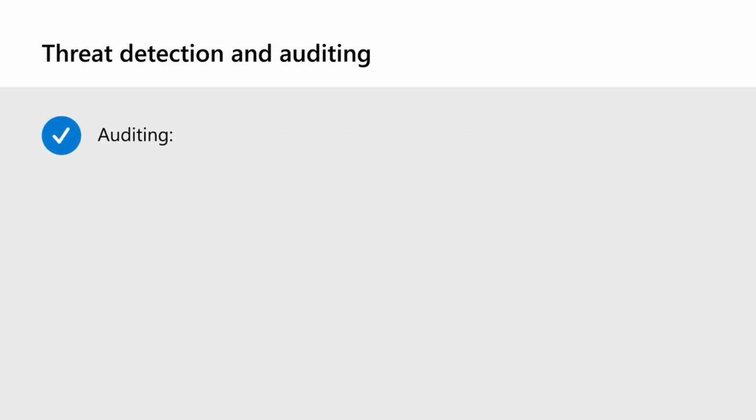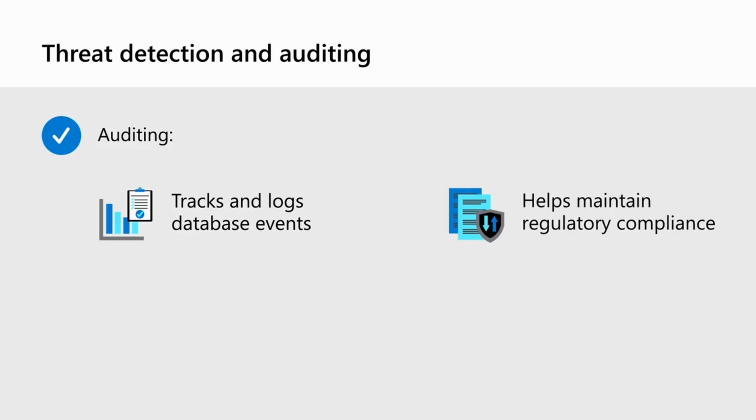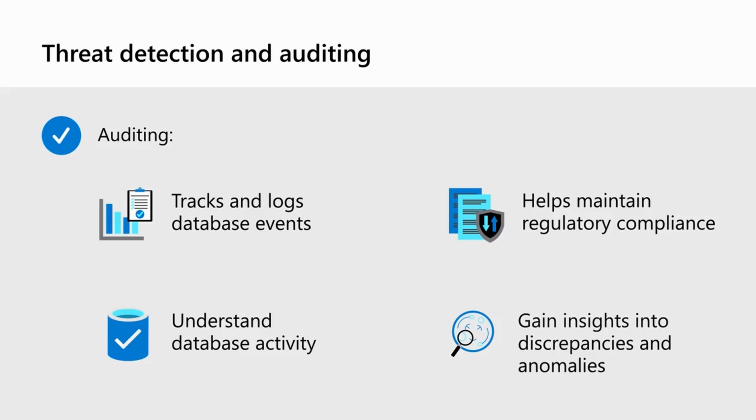Auditing is another vital aspect of Azure database security. It tracks database events and writes them to an audit log in your Azure Storage account, log analytics workspace, or event hubs. Auditing can help you maintain regulatory compliance, understand database activity, and gain insight into discrepancies and anomalies that could indicate business concerns or suspected security violations.